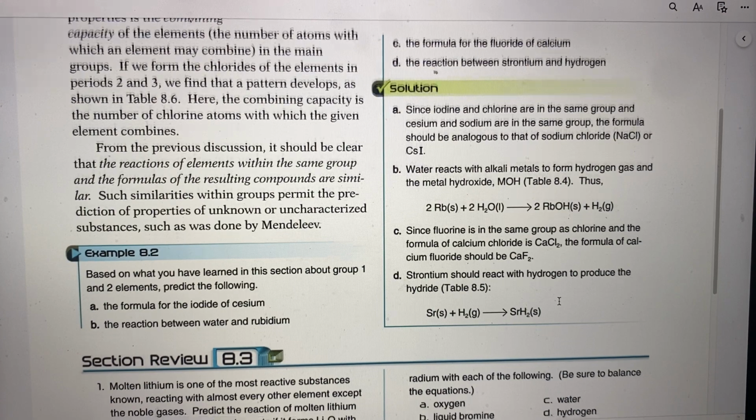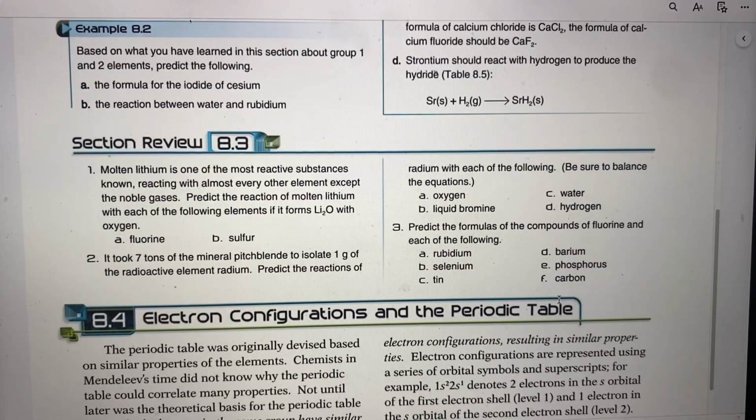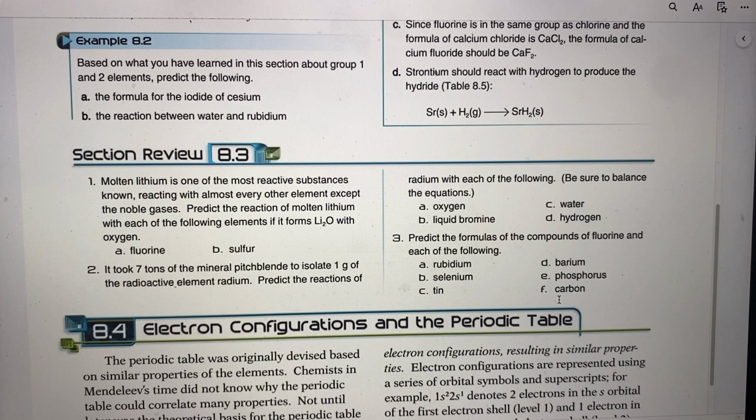On to the review, and this is where I was in the review when we got mixed up, at least I did. Molten lithium is one of the most reactive substances known, reacting with almost every other element except noble gases. Predict the reaction of molten lithium with each of the following elements, like it forms lithium oxide with oxygen. So fluorine, so we will react with fluorine, and then you'll react with sulfur. So let me get that answer here.